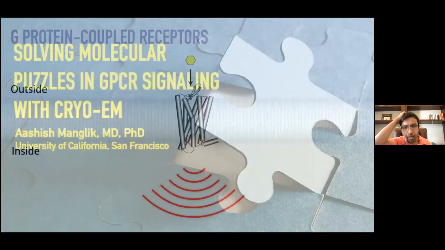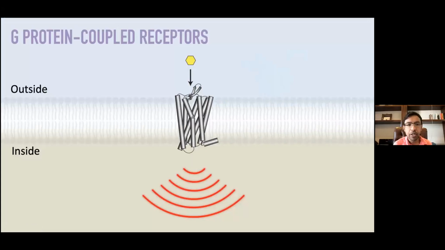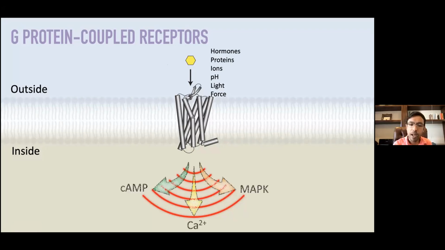My lab is broadly interested in G protein coupled receptors. And this very huge family of proteins are incredibly diverse. And they sit on the cell surface and recognize a whole host of stimuli. So everything from hormones, proteins, ions, pH, light, or even force itself can activate one of these receptors. And the really neat thing about this broad family is that each one of these receptors, while they're slightly diverse, has a common mechanism of activation where these receptors change shape and go on to engage a whole host of intracellular signaling proteins or signaling cascades like the cyclic AMP pathway, calcium pathways, or growth factor pathways like the MAP kinase pathway.